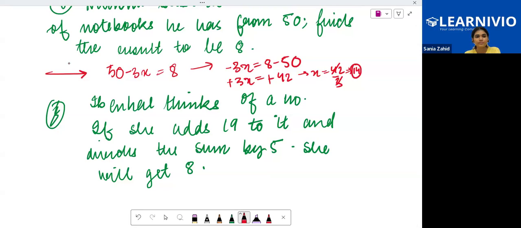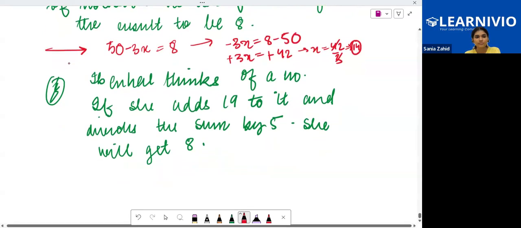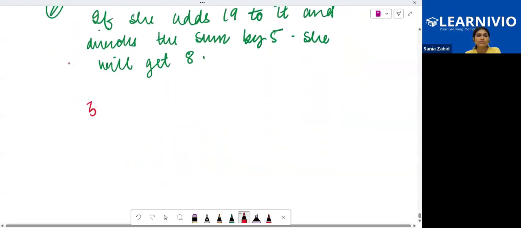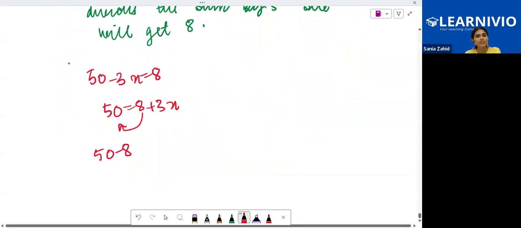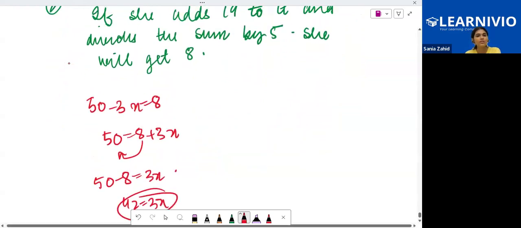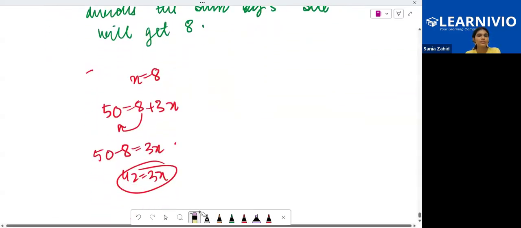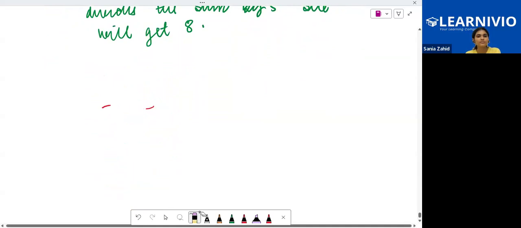Yes, ma'am. Ma'am, I have a doubt. Can we do it directly as 50 is equal to 8 plus 3x, like that? Okay, you were trying to say we will do it like this: 50 will be equal to 8 plus 3x. Then again, you will have to change this 8 and bring it here. 50 minus 8 you will do. So the thing remains the same. You'll get 42 equal to 3x. Here also I'm getting the same. You can do it either way, both ways are correct. Okay, now we move ahead.